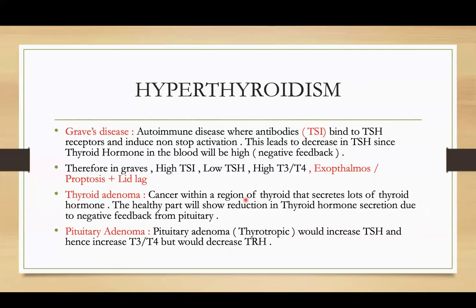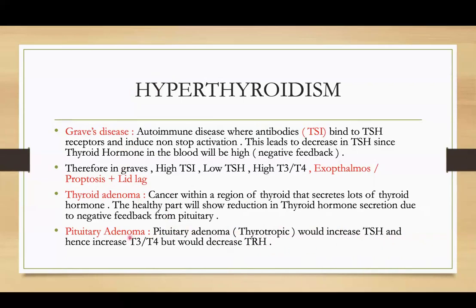So in the other 2 cases, you had a decrease in TSH because of negative feedback. But in this case, you're going to have increased TSH because that's what's causing the disease. You're going to have decreased TRH, which is thyroid releasing hormone, because remember, the anterior pituitary TSH is going to cause negative feedback to the hypothalamus to decrease the release of TRH.